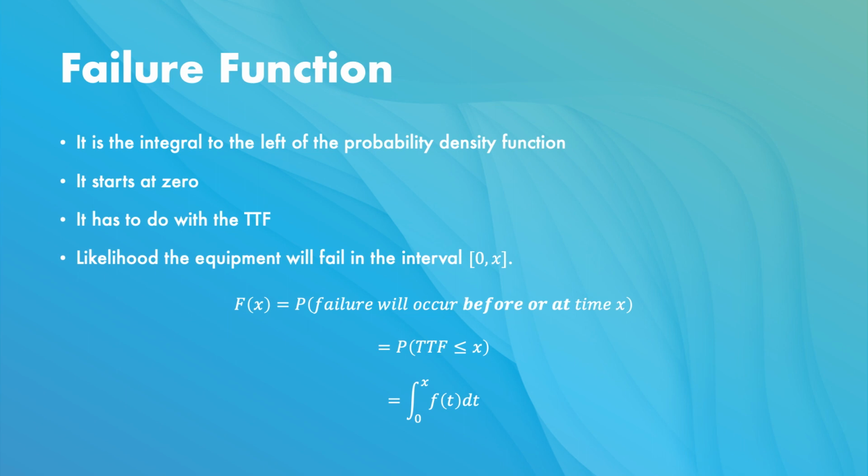So we have this concept, which is the failure function, and it is nothing more than the integral to the left of the probability density function. So it covers everything from the time t until 0. Why 0 and not minus infinity? Because of course we don't have times to failure that go negative. So it has to start at 0, because it is essentially the probability that a failure will occur before or at time x, making no sense to calculate probabilities of failures before time 0.